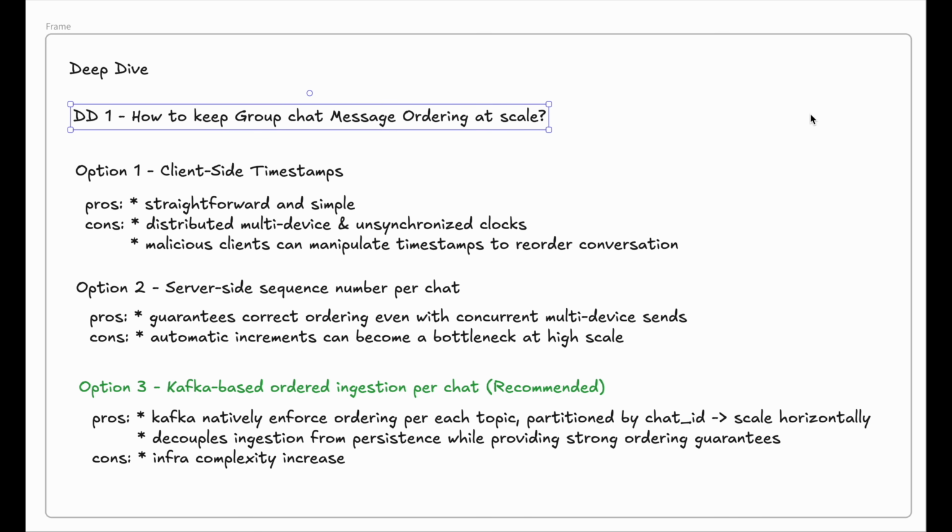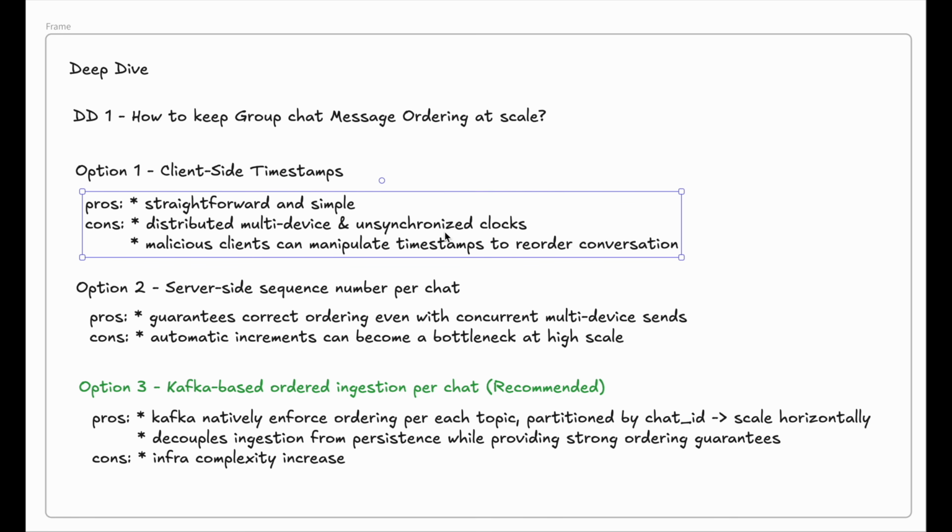So at a high level, there are 3 different options. The first one is client-side timestamp. In this approach, the client attaches a timestamp when sending a message, and then the server simply stores and uses that for ordering. While this may seem straightforward and simple, it introduces significant risk in distributed multi-device scenarios. User devices often have unsynchronized clocks, leading to inconsistent ordering across clients. Meanwhile, malicious or buggy clients could manipulate timestamps to reorder the conversation. So this option is too fragile to support strong consistency expectations in real-time chat.